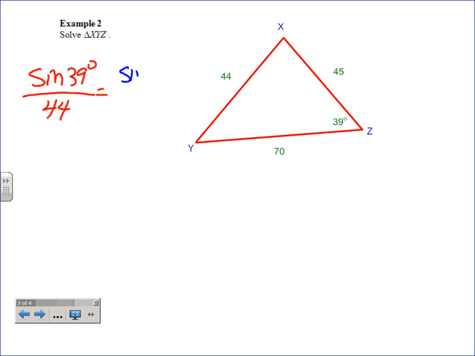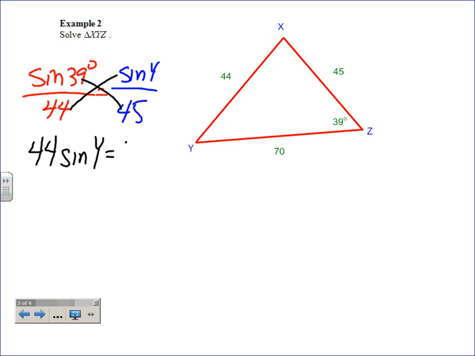So it's sine of Y over 45. What are we expecting in this answer? It's going to be really close to the 39, isn't it? Because it's very close to the same side across from it. Because this is almost isosceles. It's not. Are we expecting it to be slightly bigger or slightly smaller? Slightly bigger. All right, so let's go ahead and finish that off. So we go like this, 44 times that.